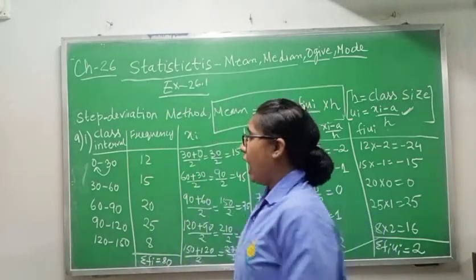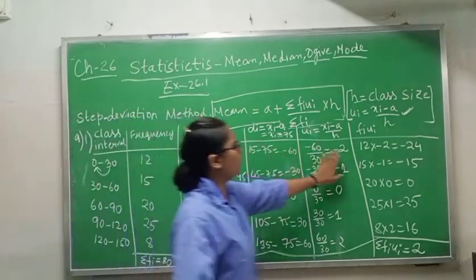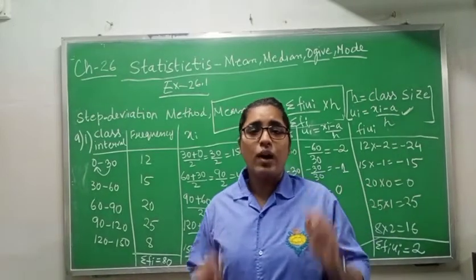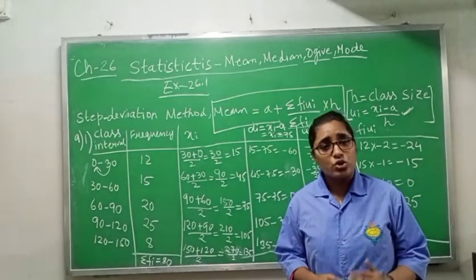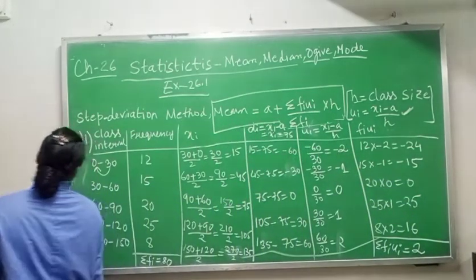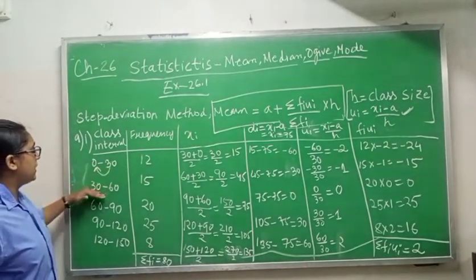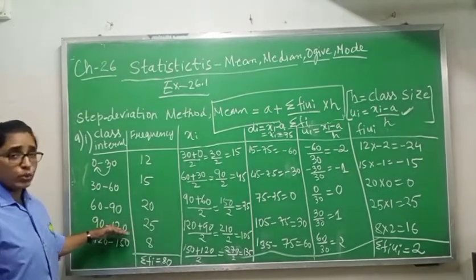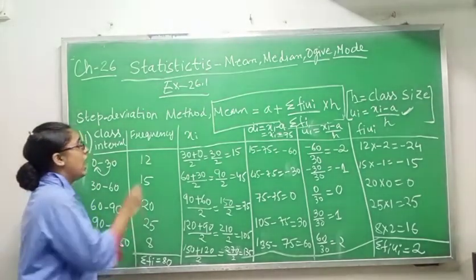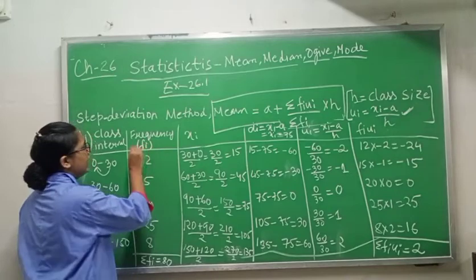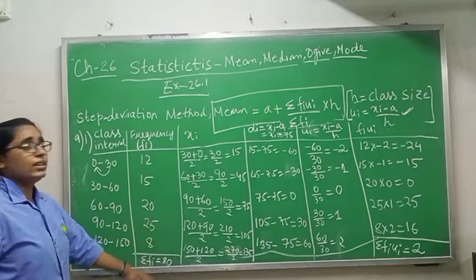Understood? Now how will you do this? How many columns do you have to make? 1, 2, 3, 4, 5, 6. You have to make 6 columns for finding mean using the step deviation method. In the first column you will write the class interval, which is already given in your question: 0 to 30, 30 to 60, 60 to 90, 90 to 120, 120 to 150. And one more thing is given, which is frequency, denoted by fi. The frequencies are 12, 15, 20, 25 and 8.